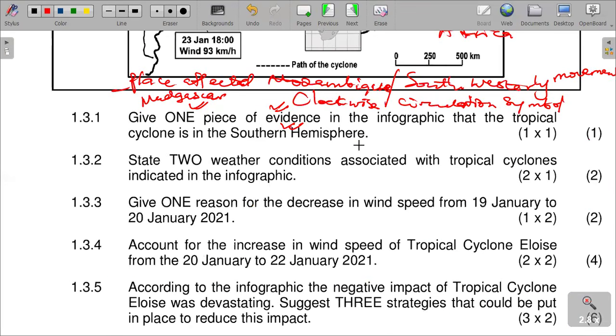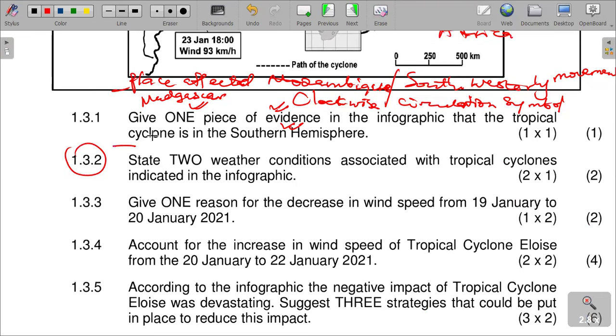Then let's quickly go to the next question. State two weather conditions associated with tropical cyclones indicated in this question.